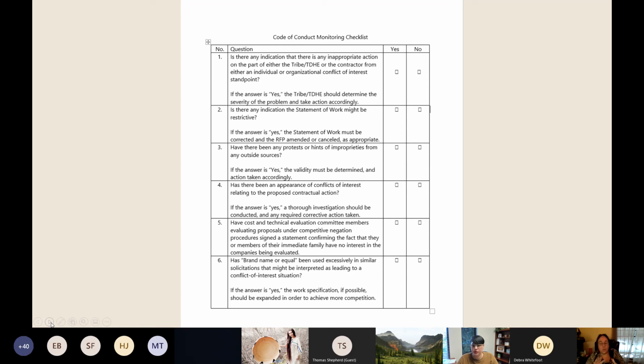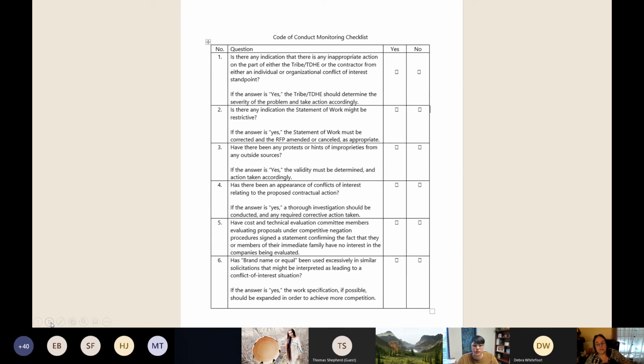Either from an individual or an organizational conflict of interest standpoint. If the answer is yes, you should determine the severity of the problem and take action accordingly. Is there any indication that the statement of work could be restrictive? This is another area. If the answer is yes, the statement of work should be corrected and the RFP amended or canceled as appropriate.